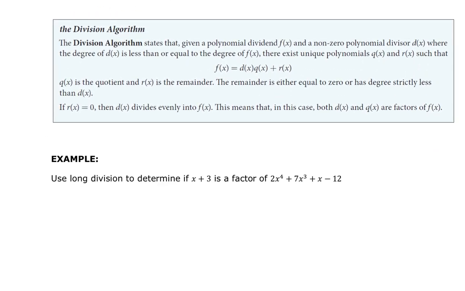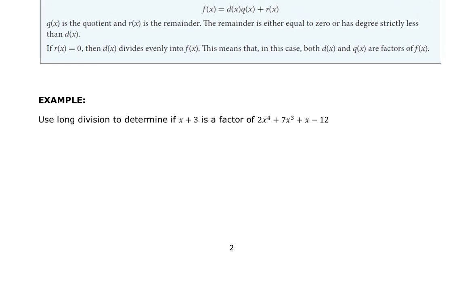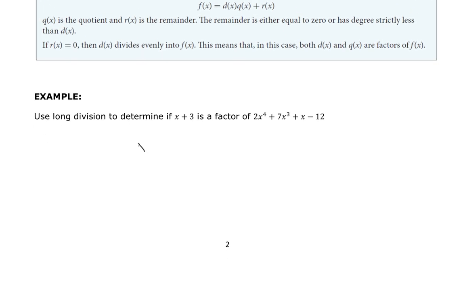If I'm asked to do the long division algorithm, it is exactly like what we just did with our numbers. I'm going to take the x plus 3. That's my divisor. My dividend is 2x to the 4th plus 7x to the 3rd plus x minus 12. Now this is where it deviates from the numeric values that you would have learned before. If I am missing any of my powers, I need a placeholder, so I need a 0x squared, and I need a plus x, and then minus 12.